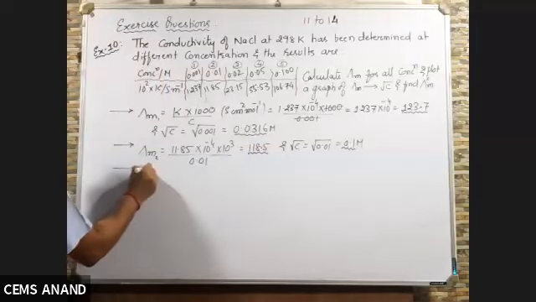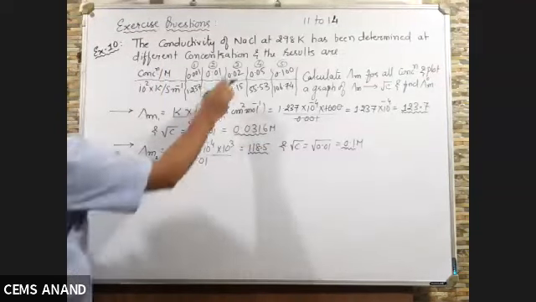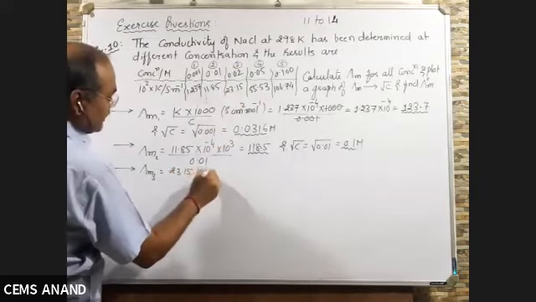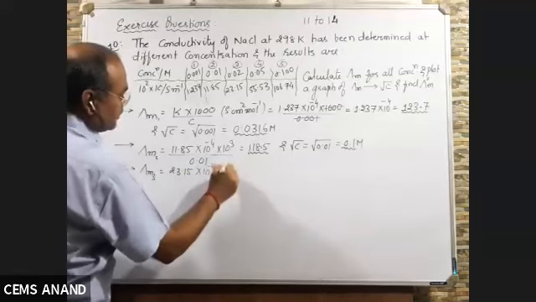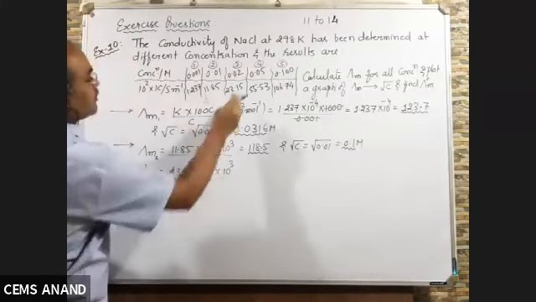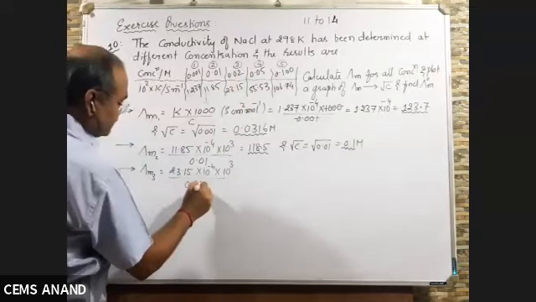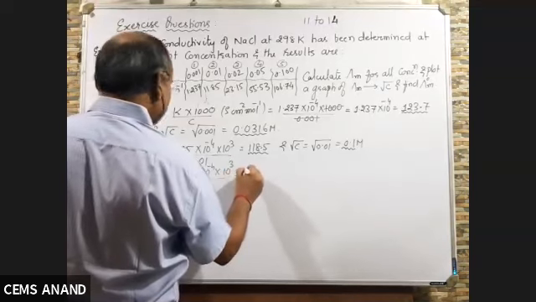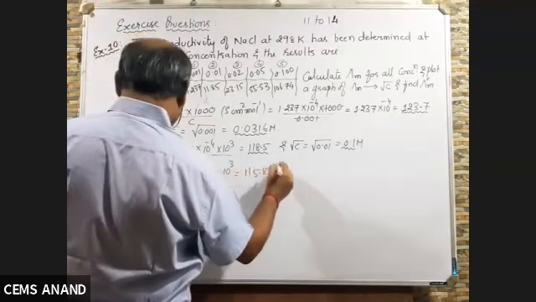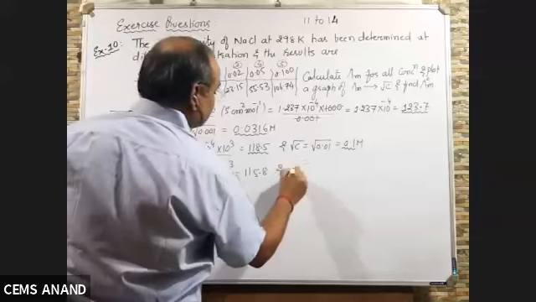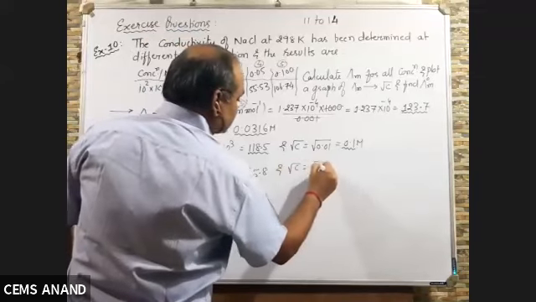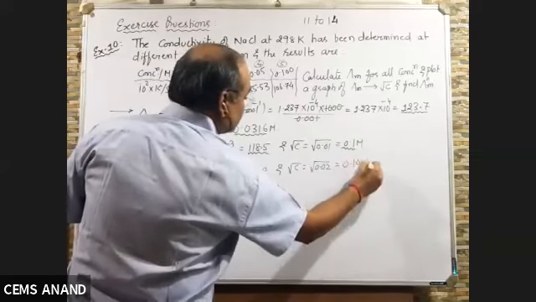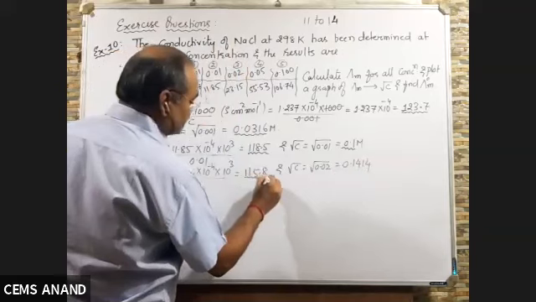Similarly, you can find out lambda m3. Lambda m3 will be 23.15 into 10 raised to minus 4 into 10 raised to 3, divided by your concentration, which is 0.02. If you divide this value, you will get 115.8, right? And the square root of C, square root of 0.02, will be 0.1414. So this is your third value.